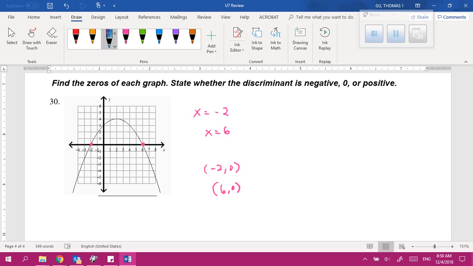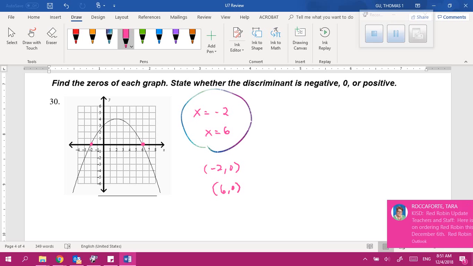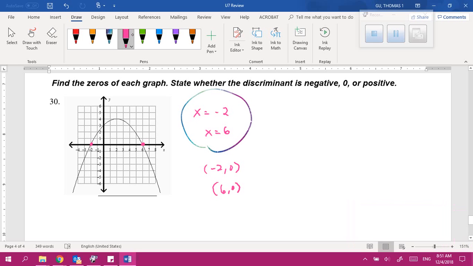Then it says, based on that, is the discriminant negative, 0, or positive? Could you tell me? What is it? Negative. Why did you say it's negative? That does not have to do with the discriminant. The discriminant tells you, remember, how many solutions and what kind of solutions. So how many solutions do we have here? 2. So it's not 0. 0 tells you there's one solution, remember? One real solution. So now negative or positive?